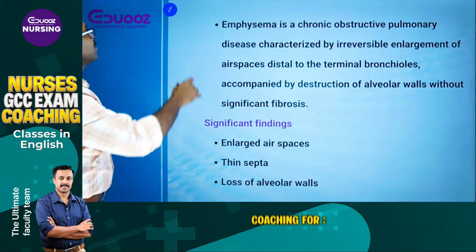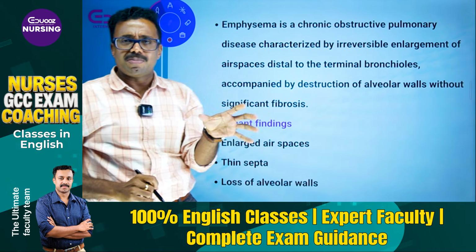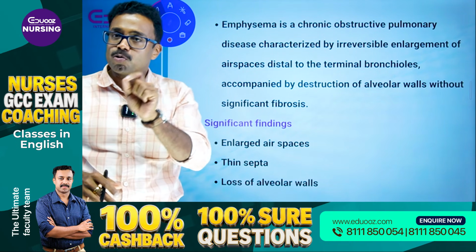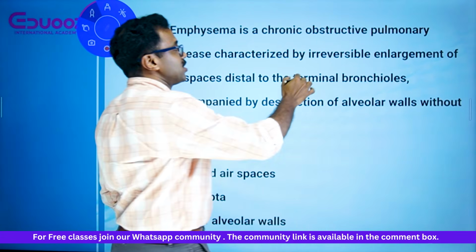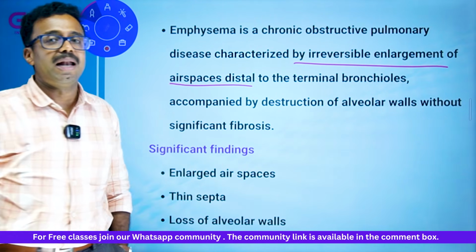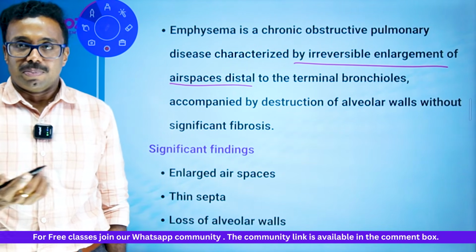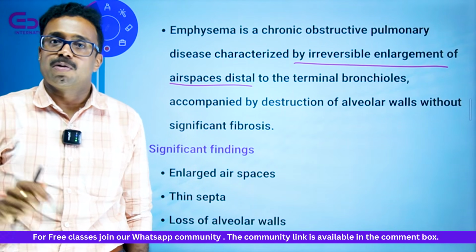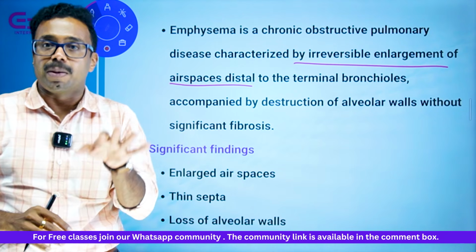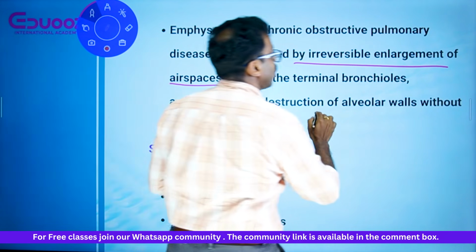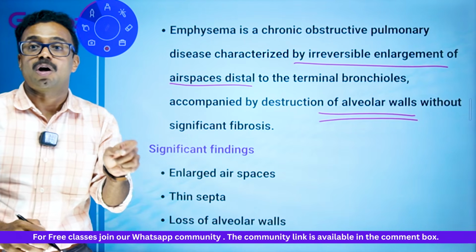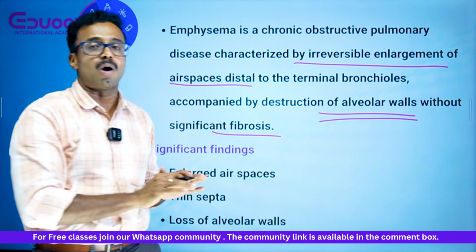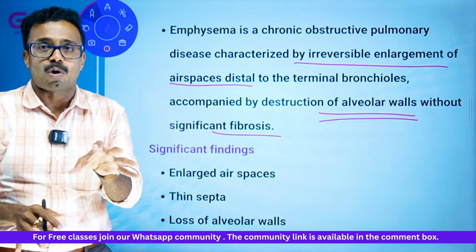Now let's see what emphysema is. Emphysema is a chronic obstructive pulmonary disease characterized by irreversible enlargement of the air spaces distal to the terminal bronchioles, accompanied by destruction of the alveolar walls without significant fibrosis. The patient's lungs will not have any sort of fibrosis. That is what is called emphysema.